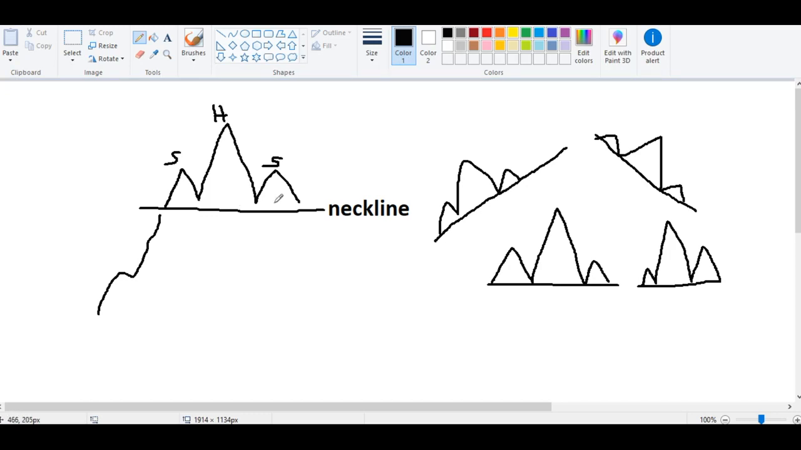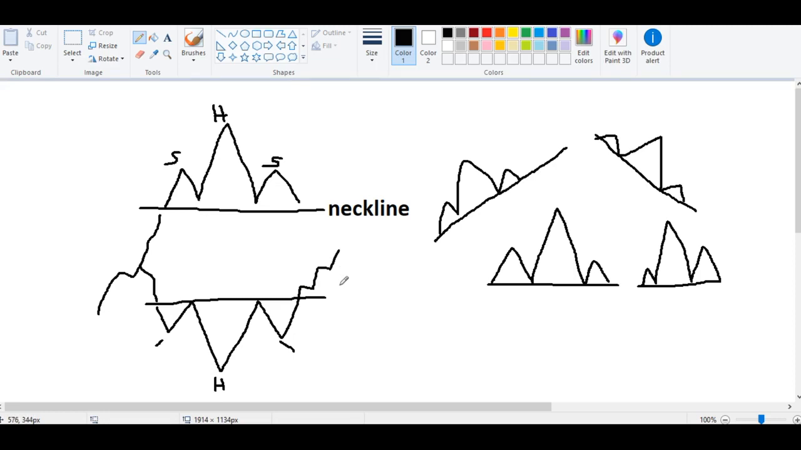Now, just like there is a head and shoulders, we also have the inverse of it, which is known as the inverted head and shoulders, or an inverse head and shoulders, right? With these two as the shoulders and this as the head. Now this one, the inverted head and shoulders, is a bullish pattern. Usually you will see this in a downtrend, forming at the bottom of the trend. So when you see this at the bottom of the trend, this is indicating a trend reversal to the upside.